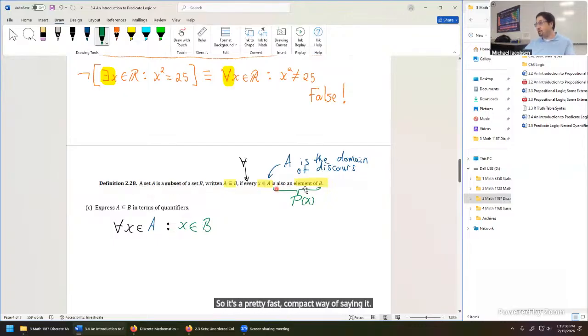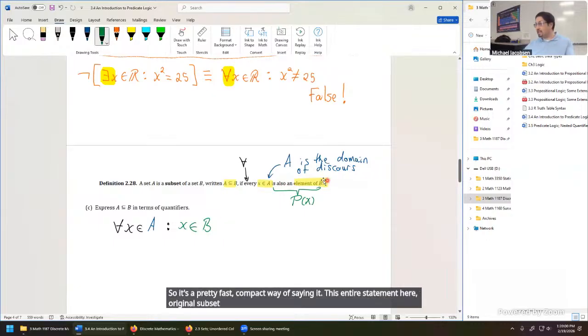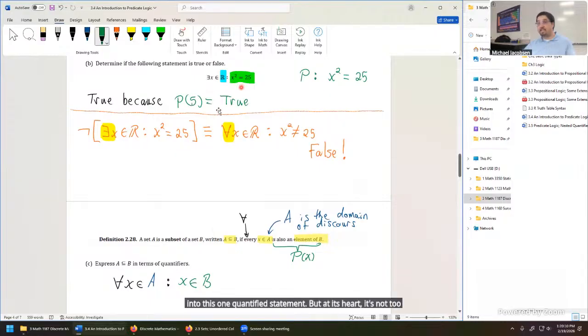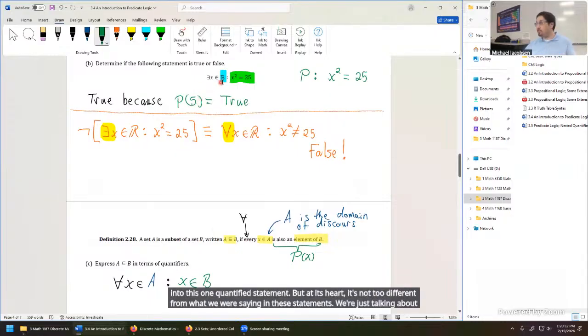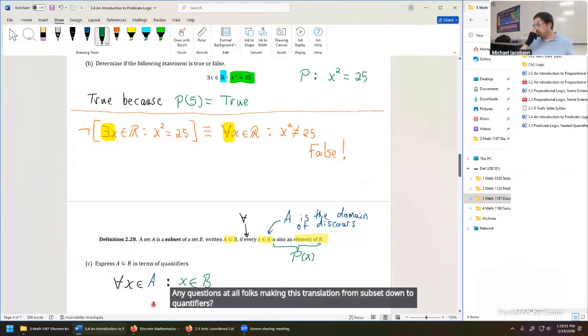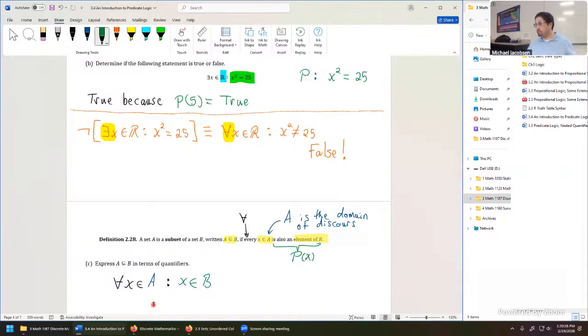This entire statement here, the original subset definition, can now, with all of our tools with logic, be compressed way down into this one quantified statement. But at its heart, it's not too different from what we were saying in these statements. We're just talking about subsets rather than real numbers and equations. Any questions at all, folks, making this translation from subsets down to quantifiers? Okay, this is kind of our first look at this type of work.